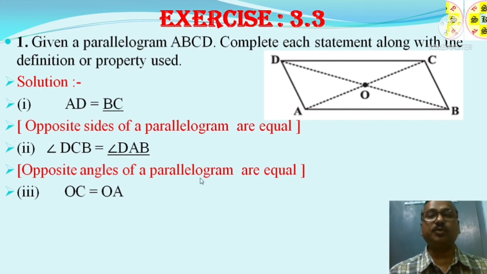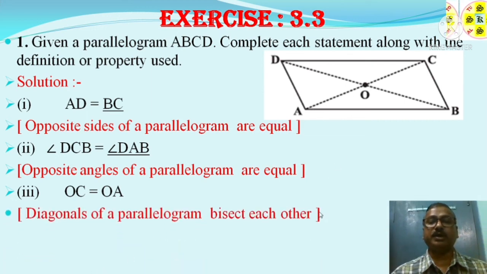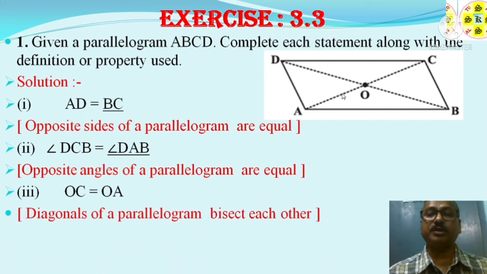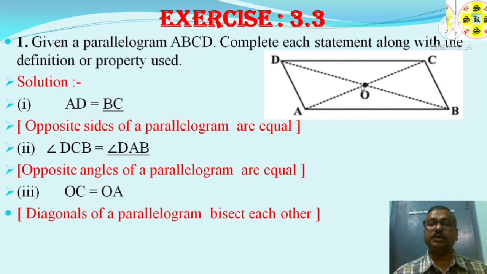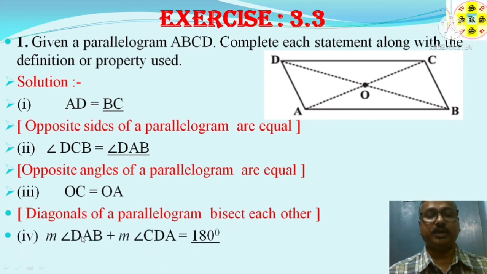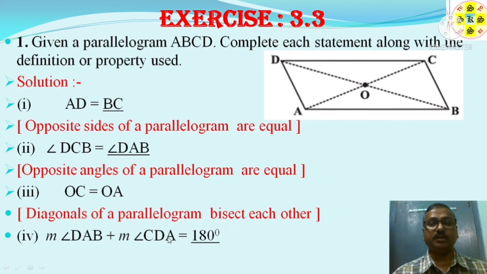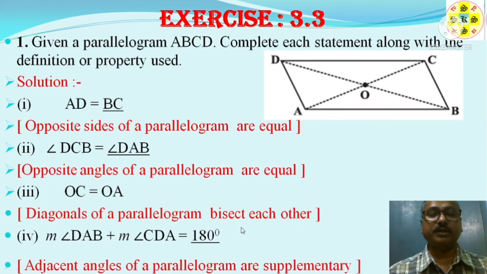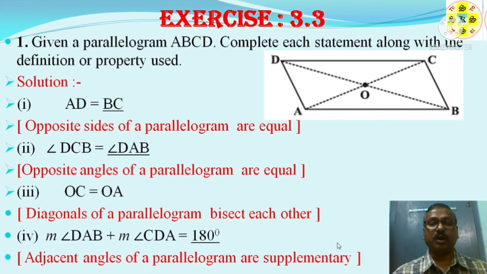Part 3, OC equal to OA. The reason is that the diagonals of a parallelogram bisect each other, therefore OA equal to OC. In the same way OB equal to OD also, that is diagonals of a parallelogram bisect each other. Now measure of angle DAB plus CDA, that is, in short we can write angle A plus angle D, and they are 180 degrees. Reason is adjacent angles of a parallelogram are supplementary.